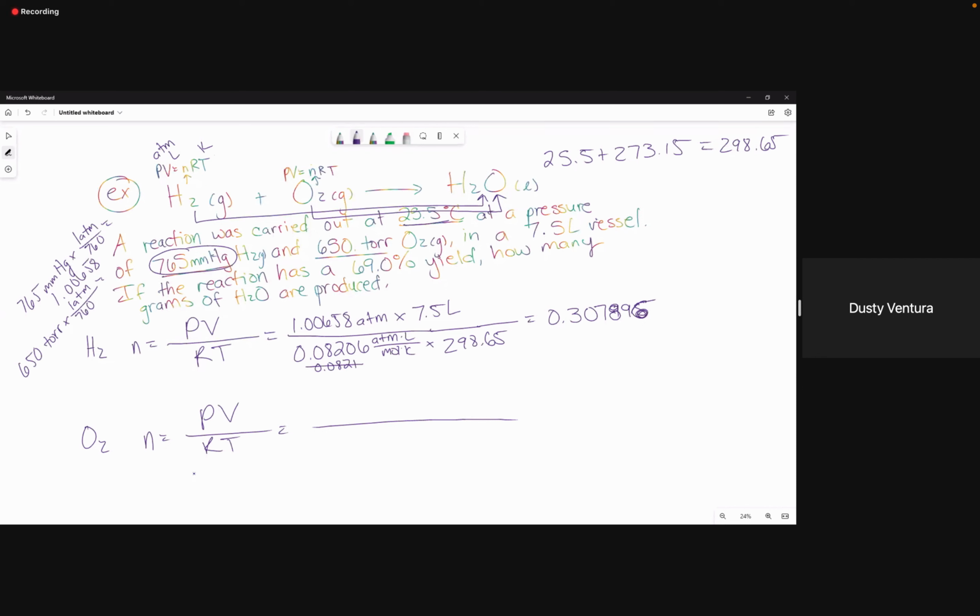Whoever is the lowest is the limiting reagent. 0.0821 times 298.65. So that's 0.8552. I just write down numbers until I get tired of it, basically. They're really different values, but I want to have the most correct answer always.